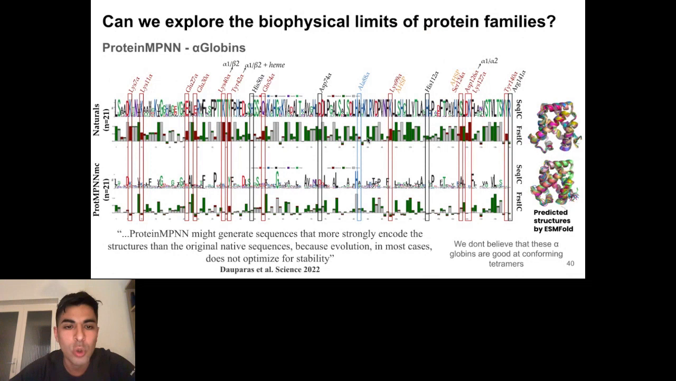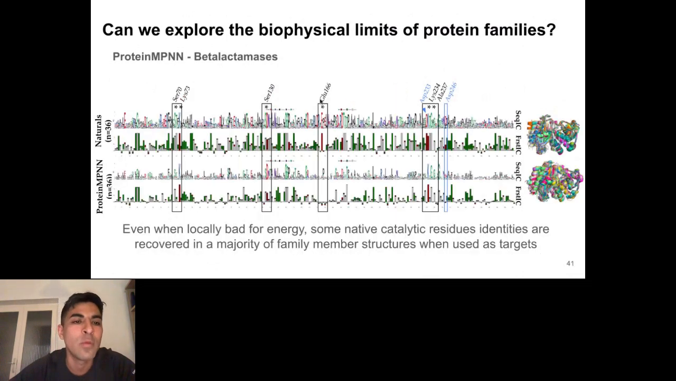So good. We did the same with our beta-lactamases, which is the other example that we like to analyze a lot with all the methods that we develop. And the story now doesn't really make sense, because these are the natural proteins. These are the catalytic sites, which I showed some of them are highly frustrated.